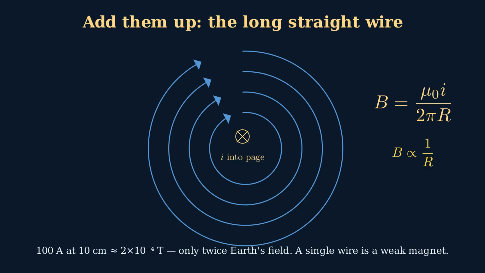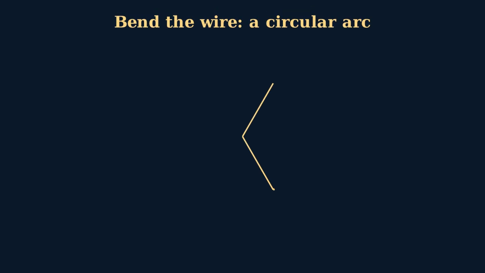Bend a stretch of wire into an arc of radius r, sweeping an angle phi, with straight leads running into the center. What's the field right at that center? The straight leads point right at the center, so their cross product vanishes, they contribute nothing. Only the curved part matters, and every bit of it sits the same distance r away.